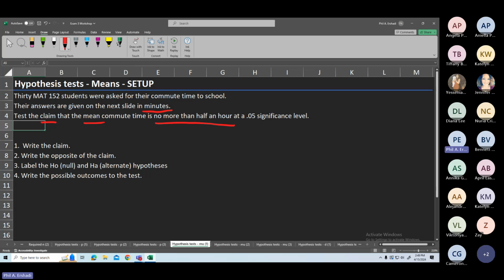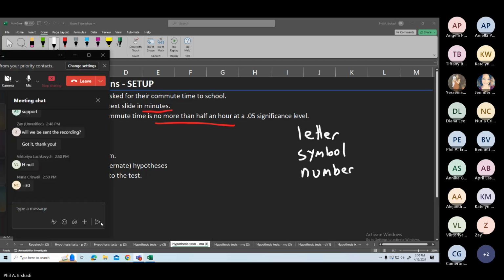So how would I write that claim? What letter would I use? What symbol would I use? And then what number am I looking for? So we got to think about the letter, think about the symbol, think about the number. Okay, I'm seeing less than or equal to 30. I'm seeing H null here. Some people are saying less than 30. So we have something of a scatter shot here. Anyone else have any other ideas?